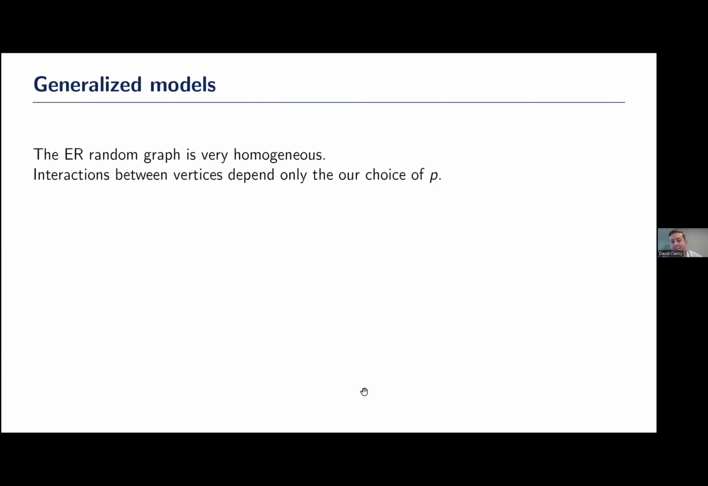But this is a very nice setting, right? The Erdős-Renyi random graph is extremely homogeneous. Essentially, we have one parameter that determines all the interactions.